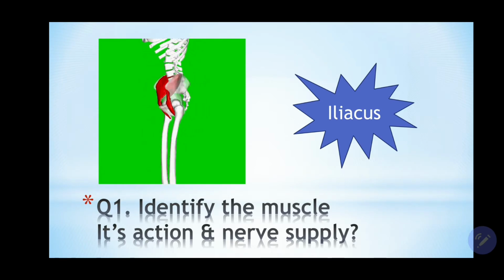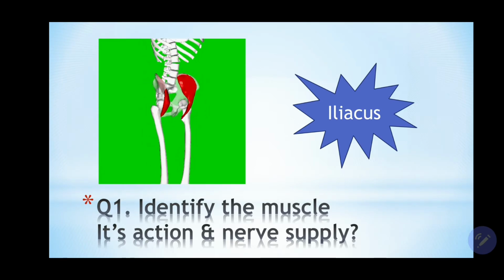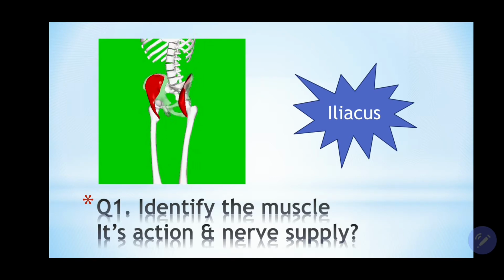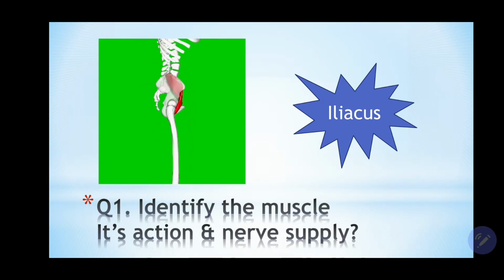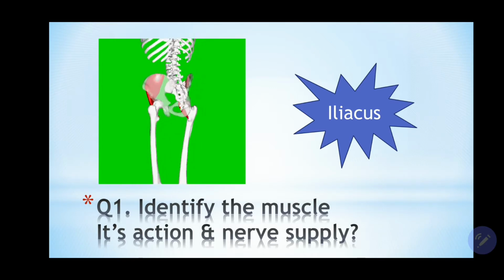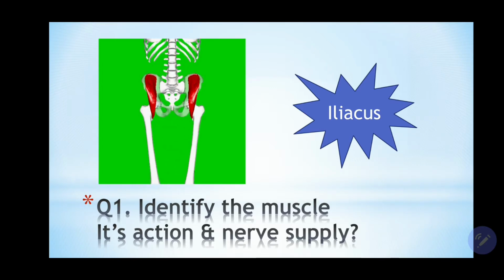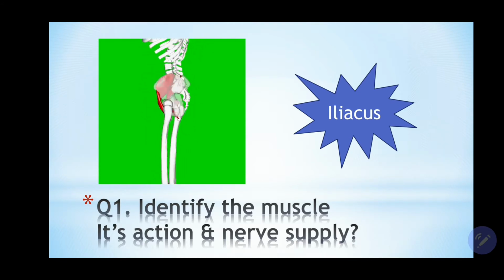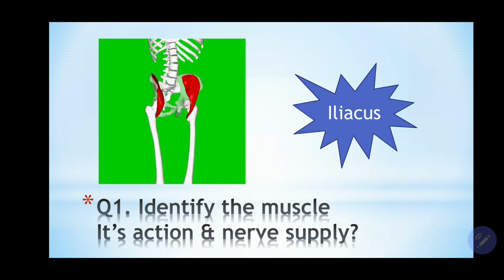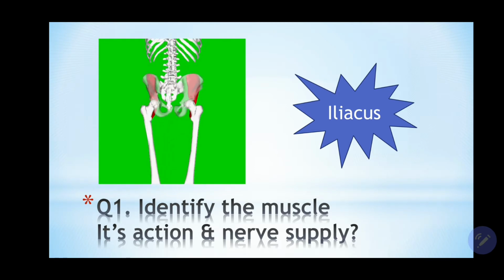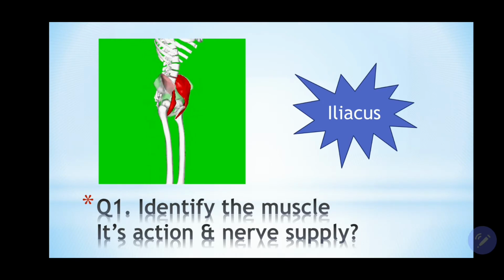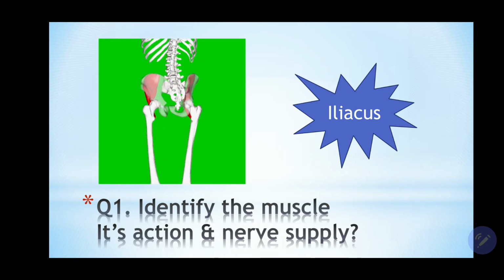About iliacus, the action of this muscle is that it is a powerful flexor of the hip joint, both in the supine, lying down position. If you want to raise your lower limb, or raise up your trunk while lying down, it causes flexion at the hip joint, and this is also assisted by psoas major.